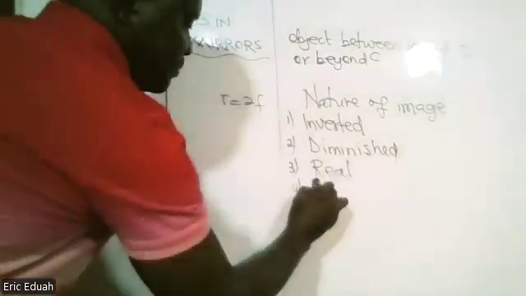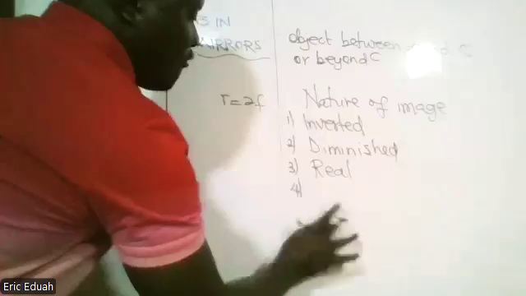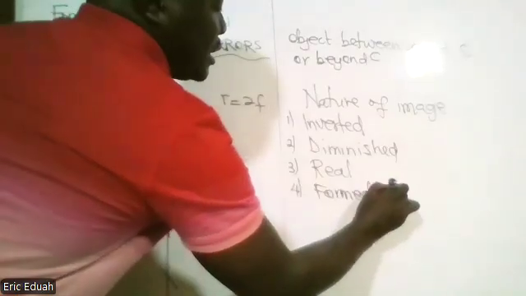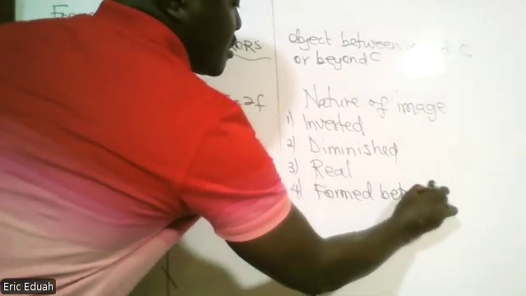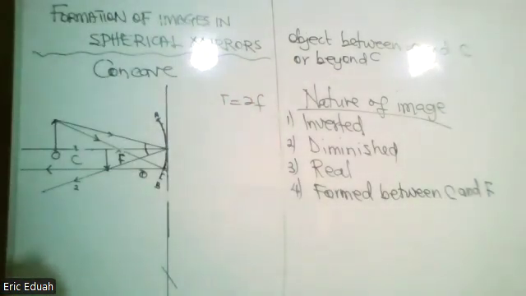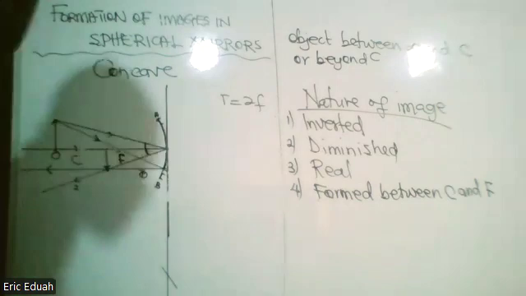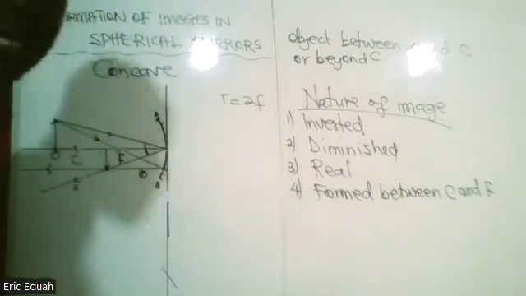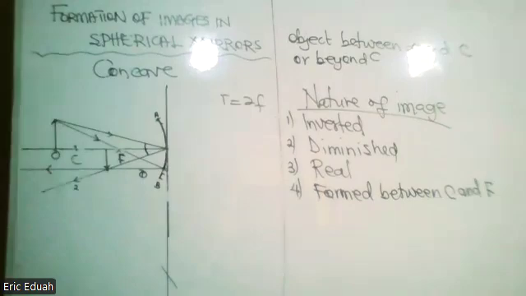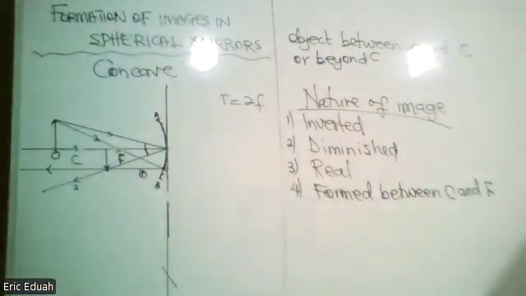So the image is formed between C and F. This is a description of the image formed when the object is placed between infinity and C, or placed beyond C. Any question?